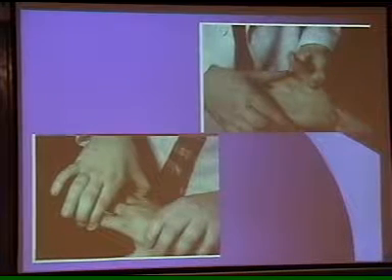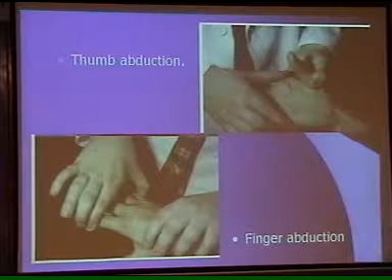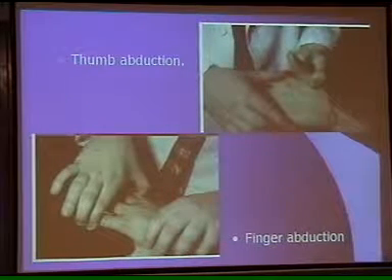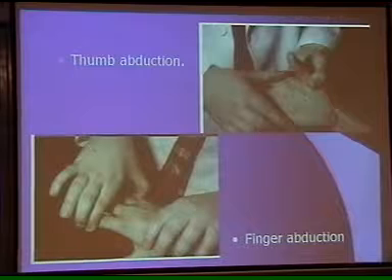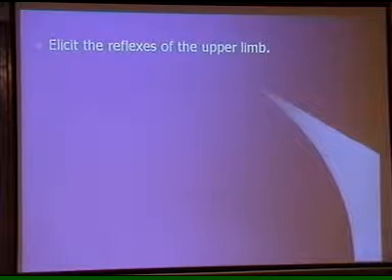Again, thumb abduction is important because it checks C8 and T1, and finger abduction checks T1. The patient is abducting her fingers and the examiner is trying to undo it. We've gone through the whole of the brachial plexus with this motor examination.